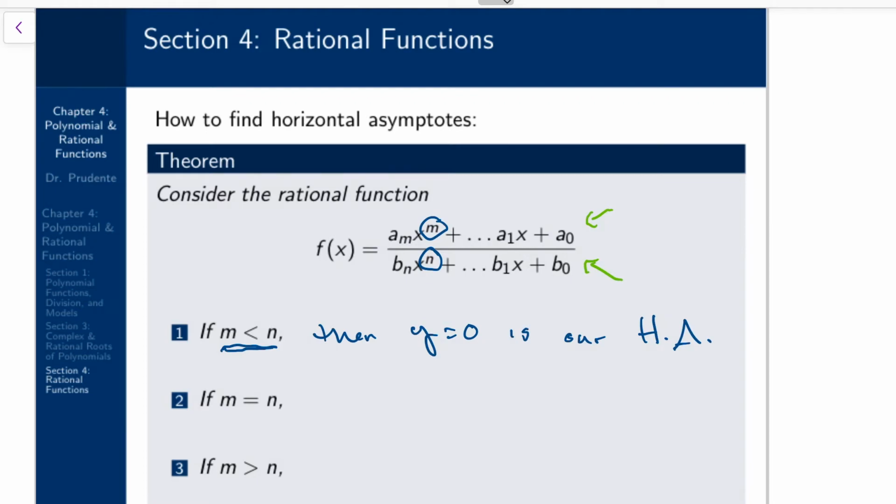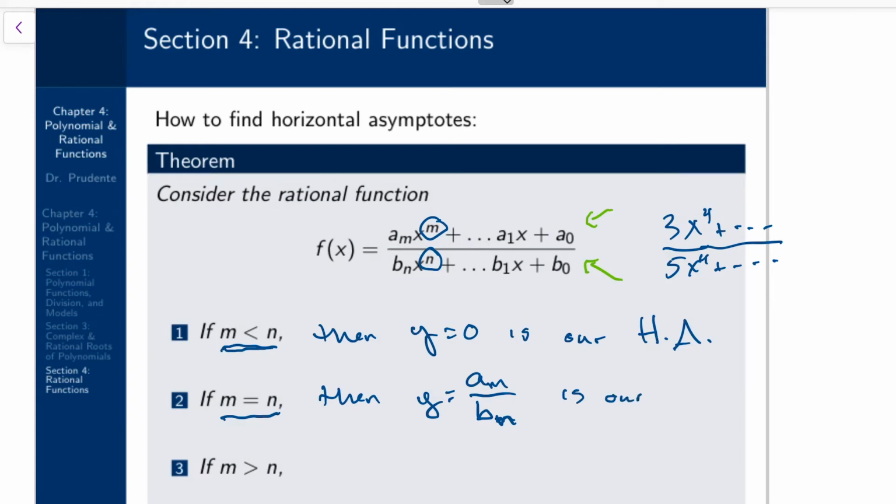If, however, those powers are the same, I have, for example, a 3x to the fourth over a 5x to the fourth, right, plus some other stuff. If those powers are the same, then the horizontal line of their leading coefficients, a sub m over b sub n, is our horizontal asymptote. If, however, the power on the top, the highest power of x in the numerator, is larger than the highest power of x in the denominator, then we have no horizontal asymptote.